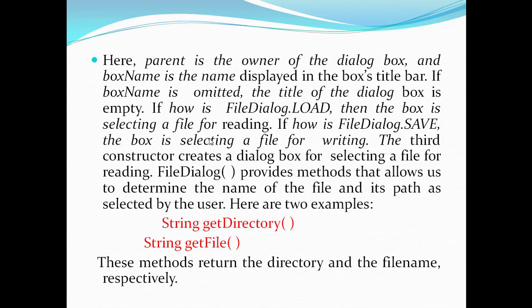FileDialog provides methods that allow us to determine the name of the file and its path as selected by the user, and these are the methods: String getDirectory, second String getFile. These methods return the directory and the file name respectively. getDirectory gets the directory, getFile returns the file name.